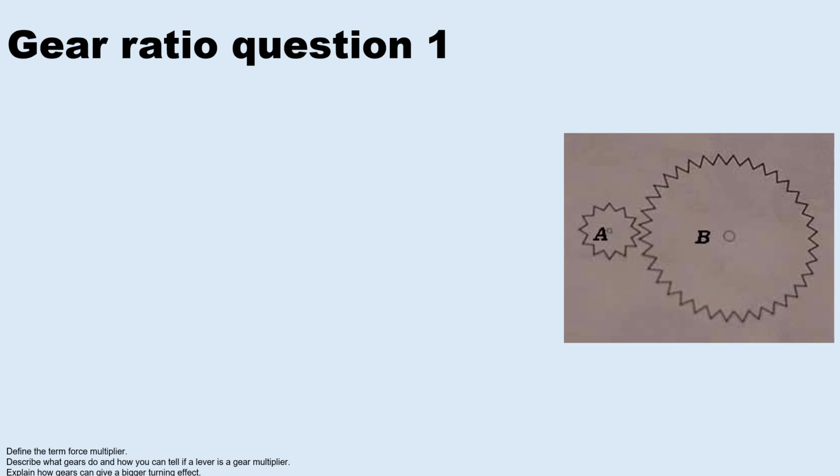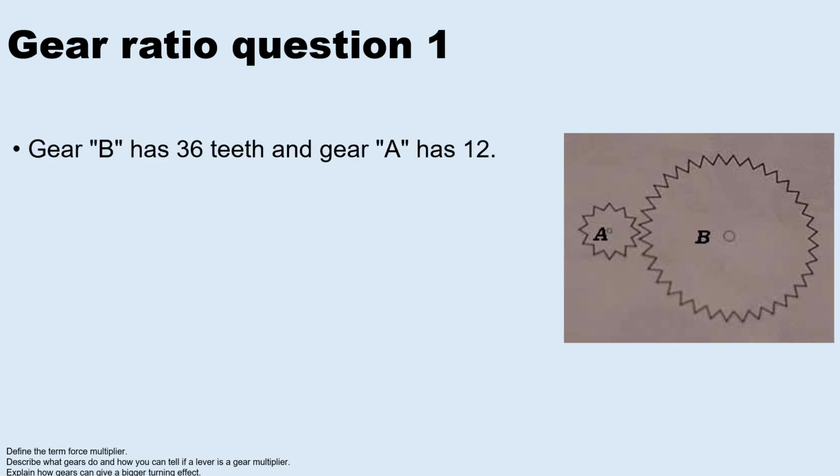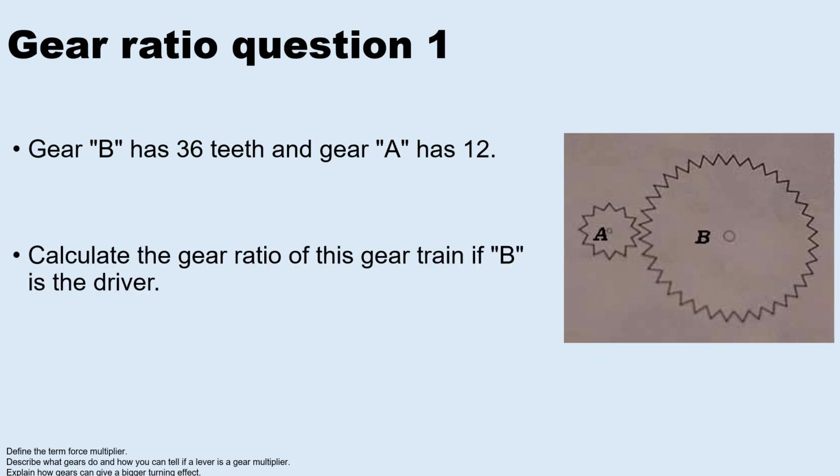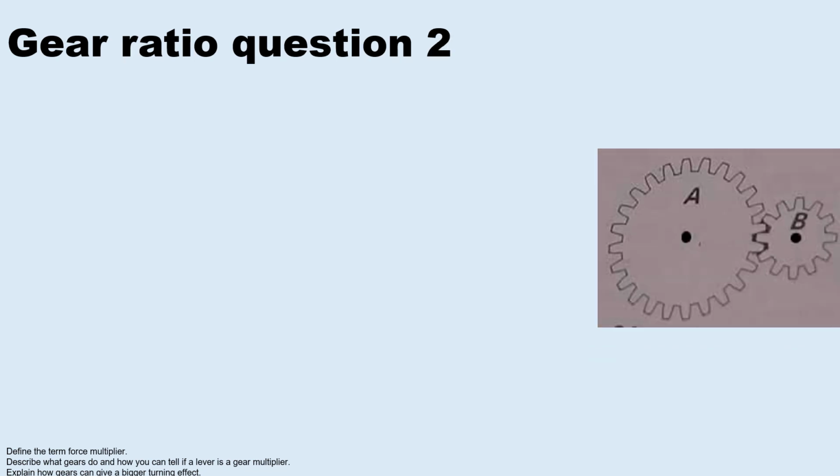So we've just got, I think it's 2 questions. So gear B has 36 teeth and gear A has 12. Calculate the gear ratio of this gear train if B is the driver. So because B is the driver, you do 36 divided by 12, which is 3. So that is your gear ratio.